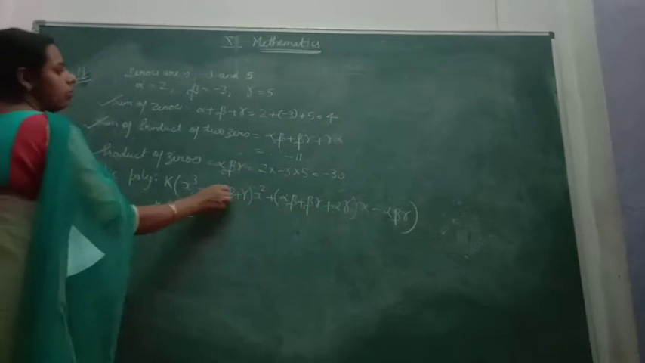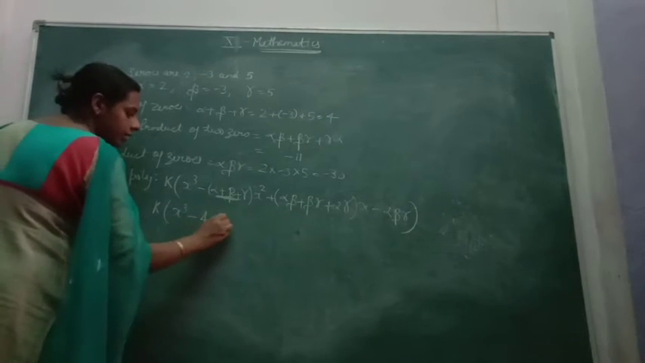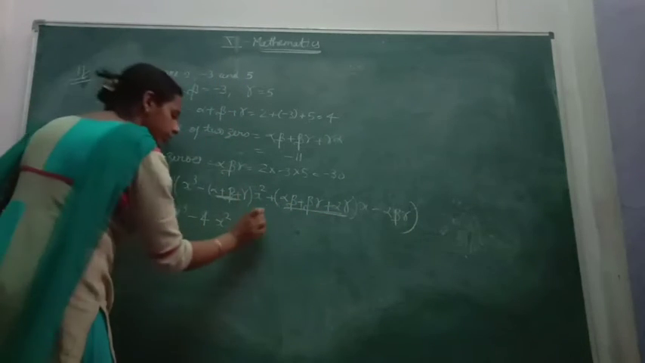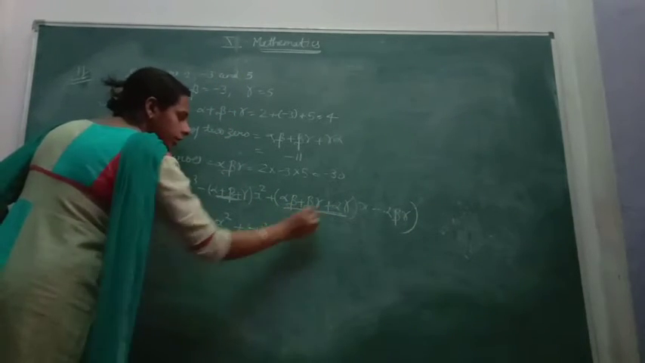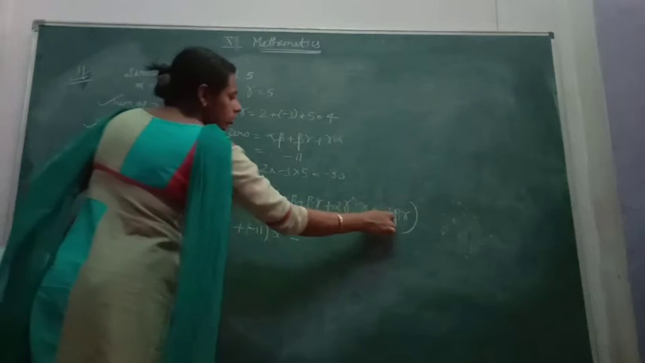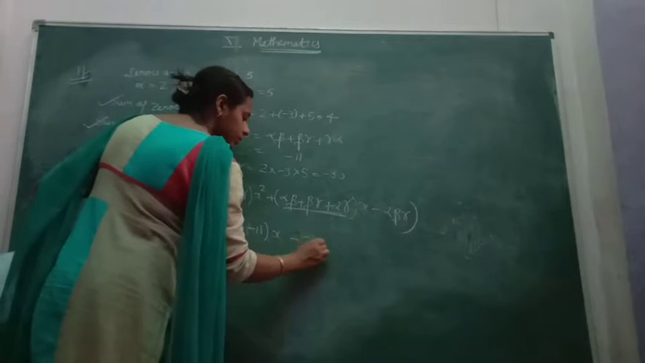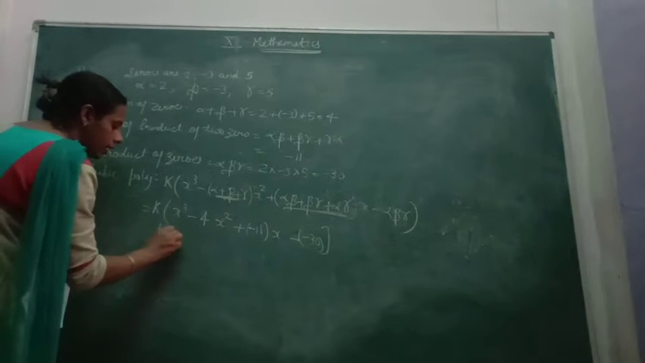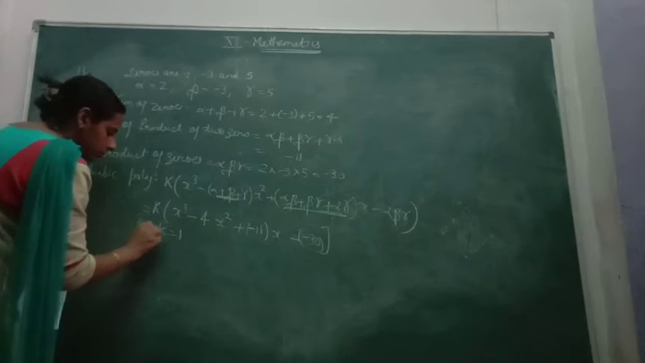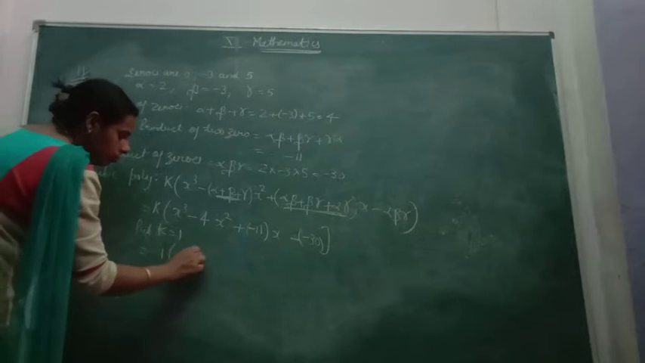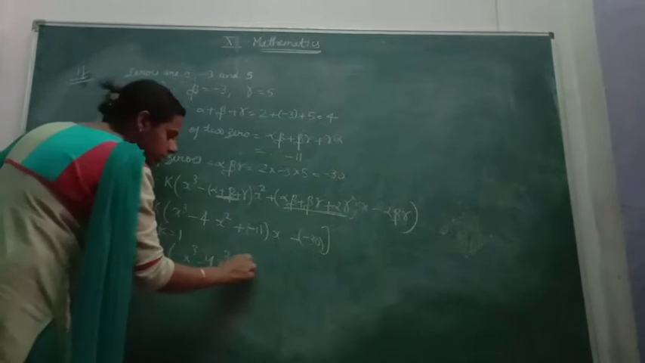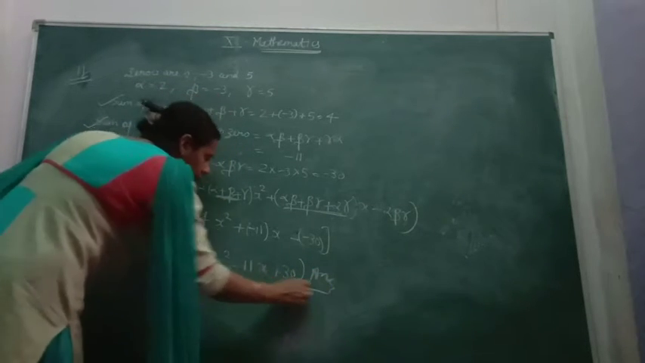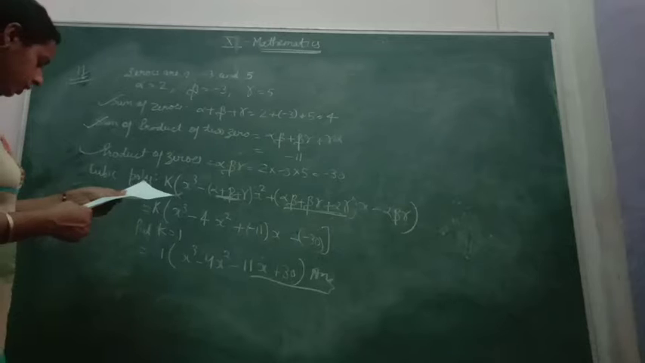x cube, the sum of zeros is 4, that is 4x square. Then the sum of the product of two zeros is minus 11, so put minus 11 into x, and the product of zeros is minus 30. Okay, on solving these terms and putting the value of k as 1, you will have x cube minus 4x square minus 11x plus 30. That is your answer as a cubic polynomial.